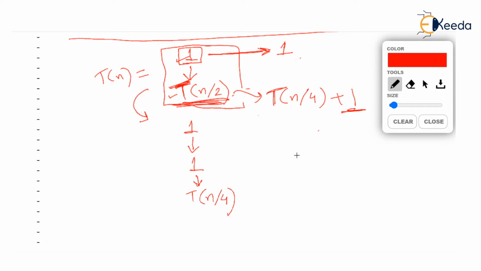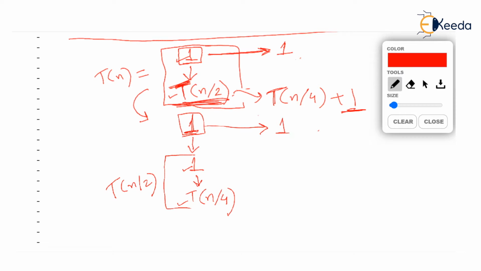Please try to understand this portion, which we have drawn, is nothing but Tn by 2, which was actually the child of the root 1. 1 had a child Tn by 2. Now we have extended it, and Tn by 2 is indeed Tn by 4 plus 1. So what will be the cost at each level now?